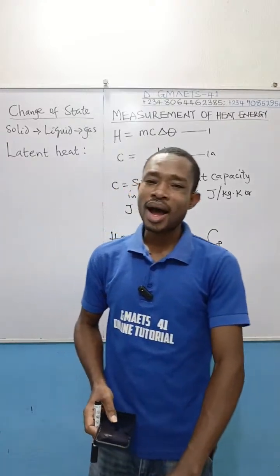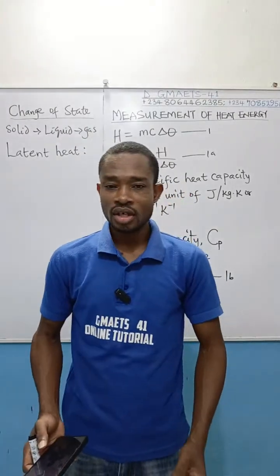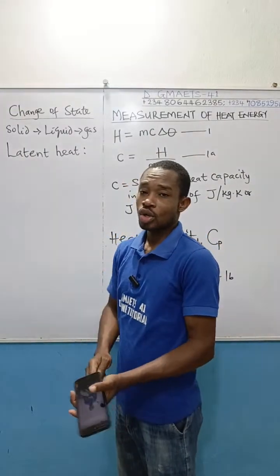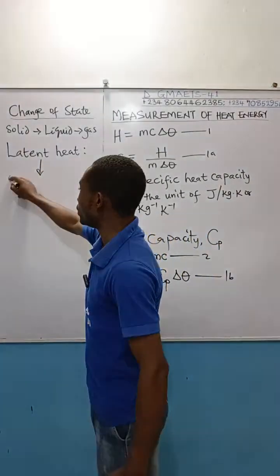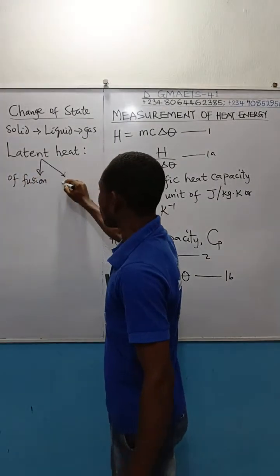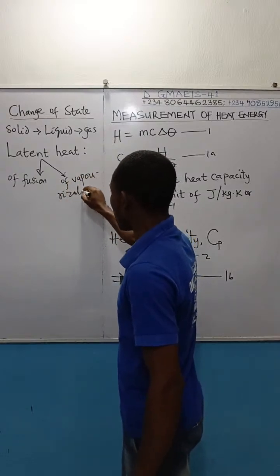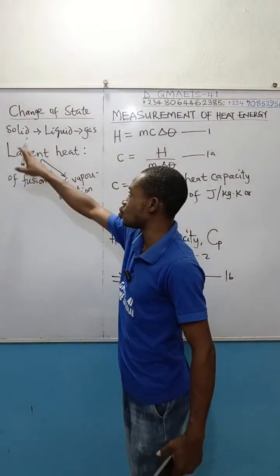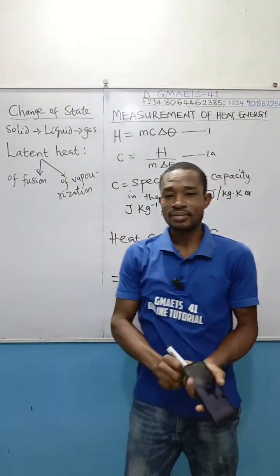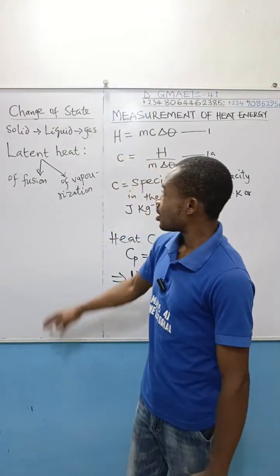Let us now talk about latent heat of fusion. Latent heat of what? Fusion. Because this latent heat is broken down into two. We have latent heat of fusion, and we have latent heat of vaporization. These are two forms of latent heat. Fusion, where solid is changing to liquid. Vaporization, where liquid is changing to gas. As a result of heating, you heat there, but there will be no temperature change. So let us define latent heat of fusion.